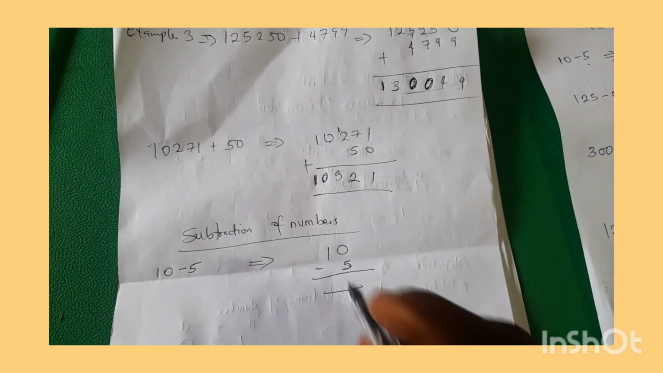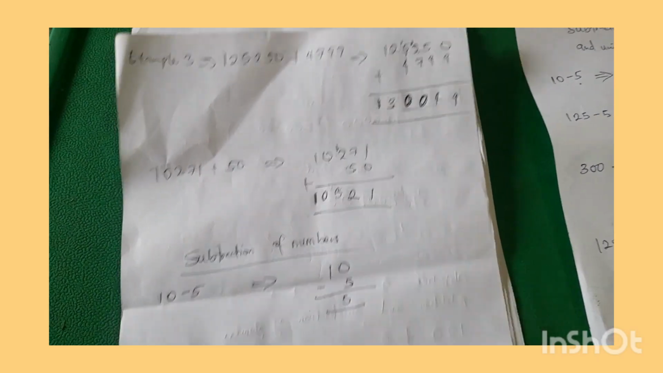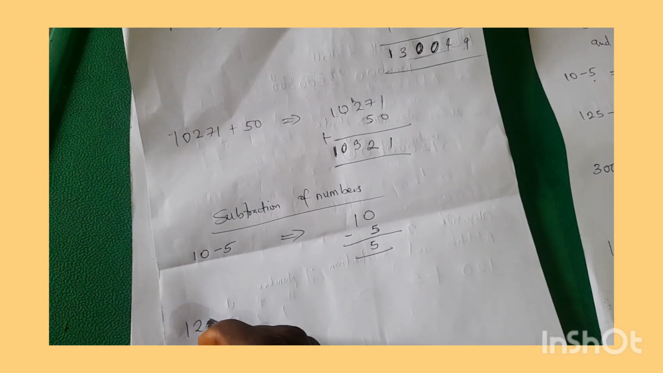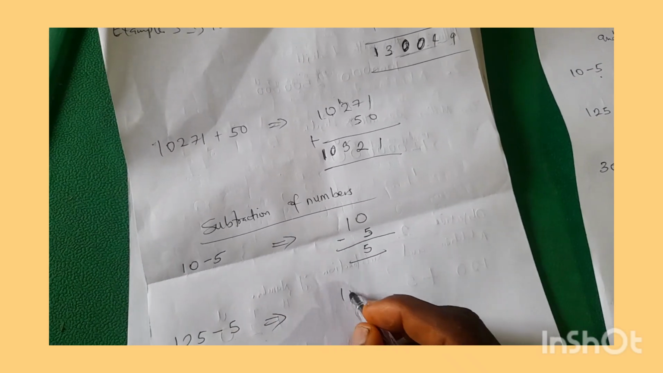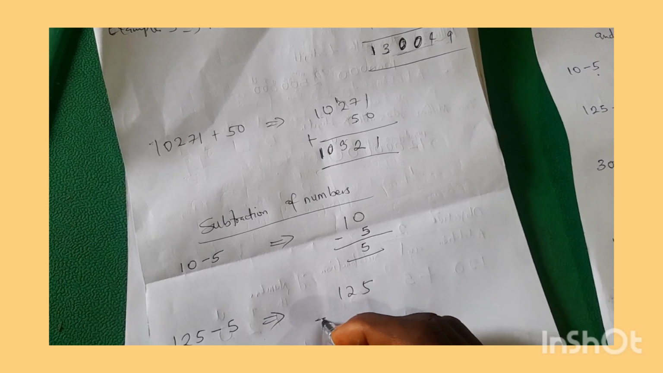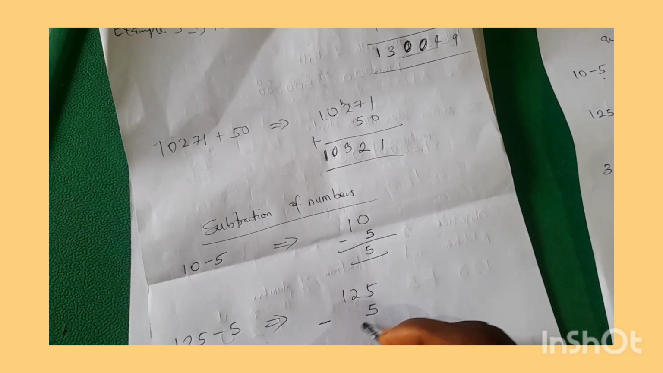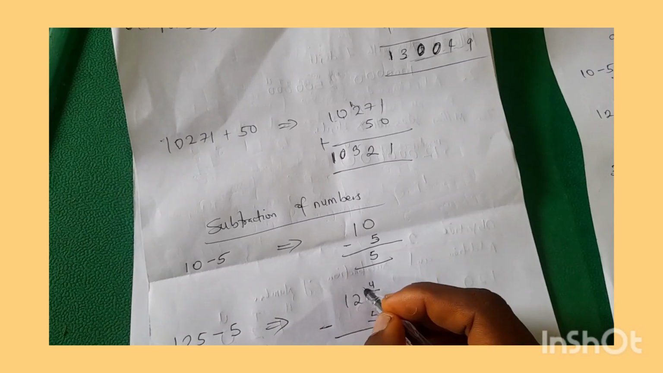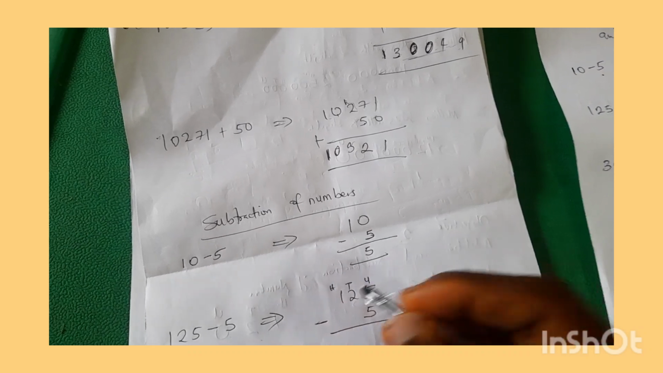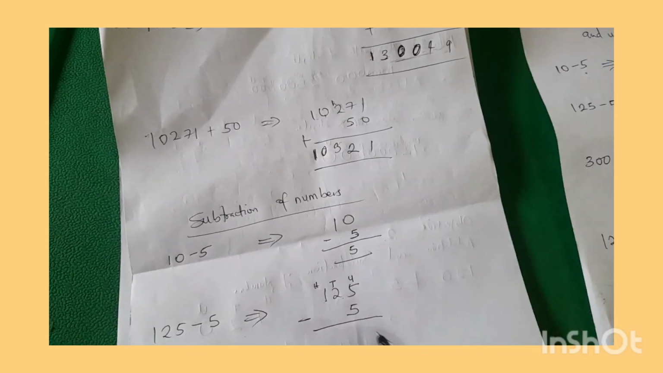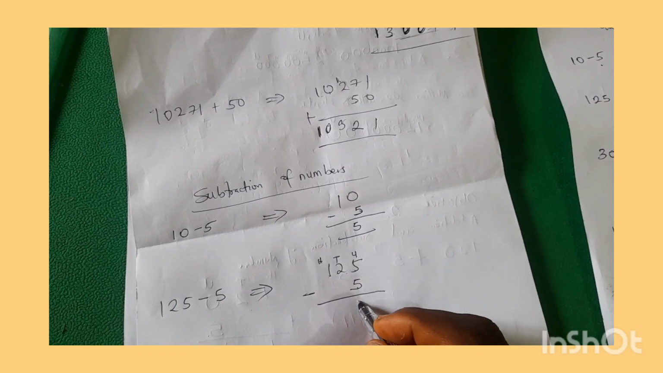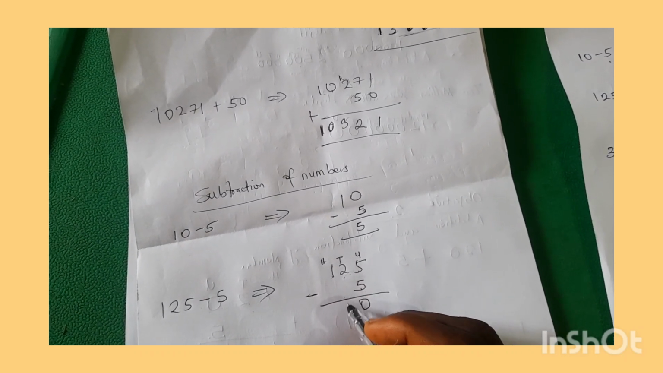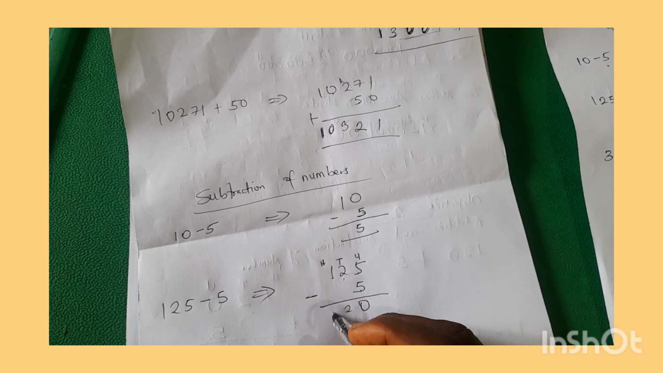So 10 minus 5 gives you 5. Another example is 125 minus 5. This is unit, this is 10, this is 100. 125 minus 5. So 5 minus 5 is 0. 2 minus nothing, 2. 1 minus nothing, 1.